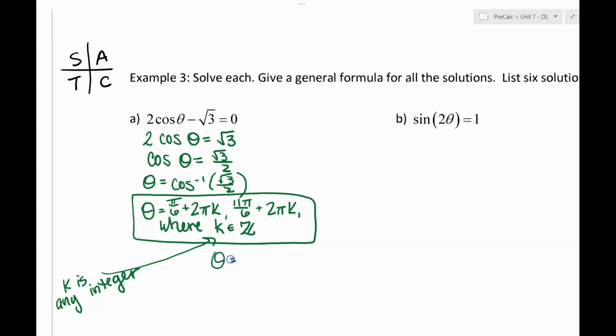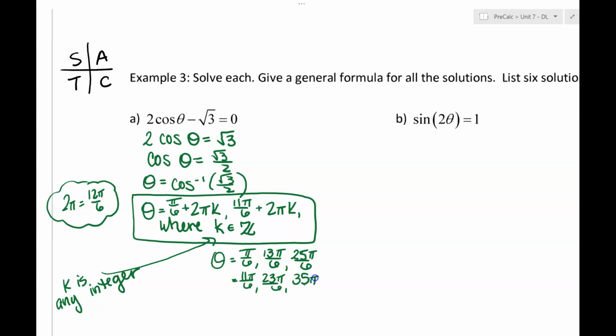Then it says list 6 solutions. All right, so theta would be pi over 6. And then if I add 2 pi, that would be 13 pi over 6, because remember, 2 pi with the denominator of 6 is 12 pi over 6. Don't be afraid to write this stuff out, you guys. If you can do it in your head, great. If you can write it out because you have to, great. It doesn't matter. Do what's easiest for you. And then that's 25 pi over 6. And then additionally, 11 pi over 6 plus 12 pi over 6 is 23 pi over 6. And then 35 pi over 6. And those are 6 possible solutions that we have in our solution set.